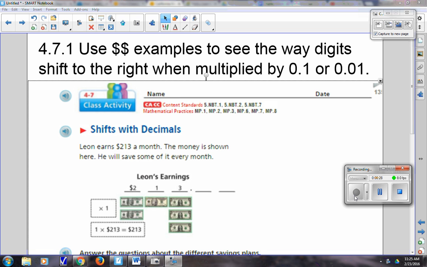Yesterday we talked a lot about them shifting to the left, right? They shifted to the left yesterday. Today they're going to shift to the right because we're going to be multiplying by 1/10 and by 100th. Some of you are going to be very confused at the beginning, and I'm okay with that. Because remember, being confused is the first step to understanding.